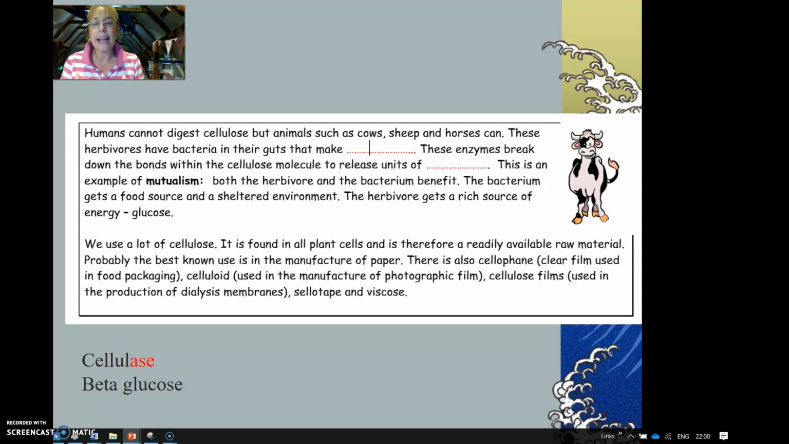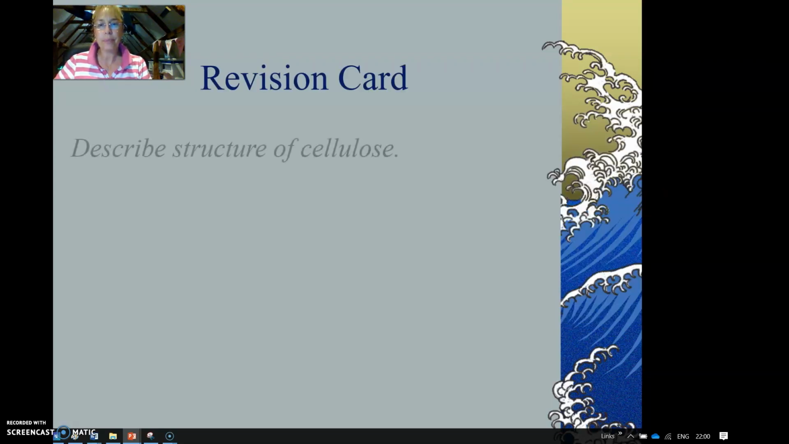So dialysis machines act to filter blood from a patient when their own kidneys do not work. Also cellotape and viscose are other examples. So just so that you're aware, there's a wide range of examples.